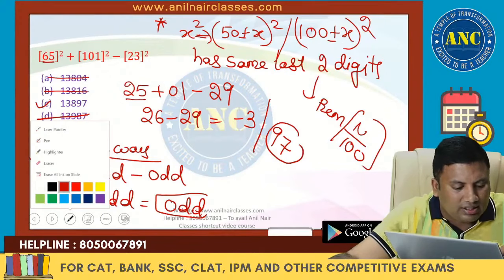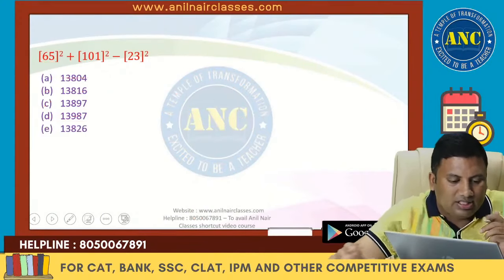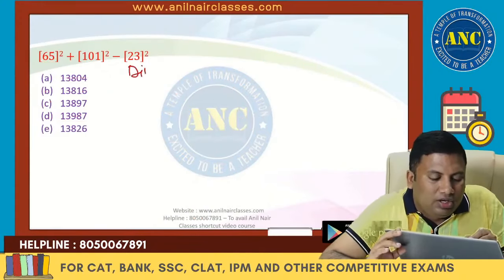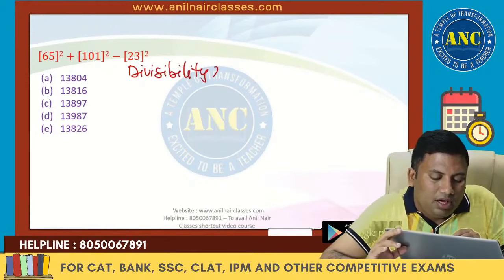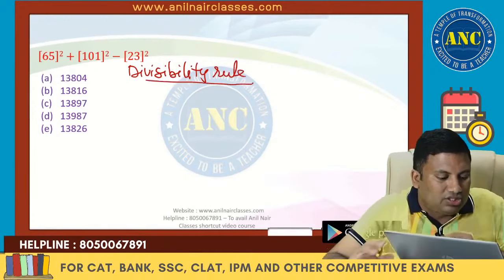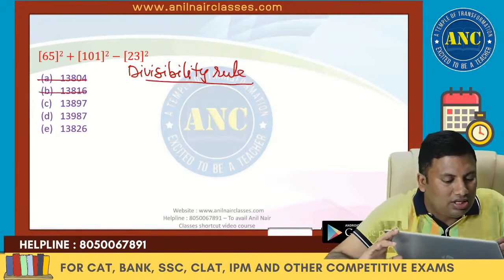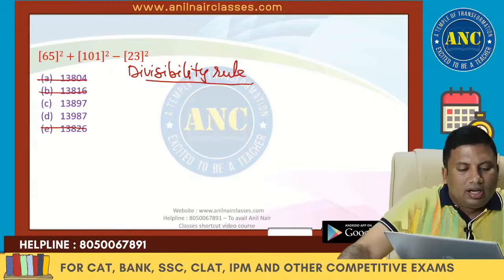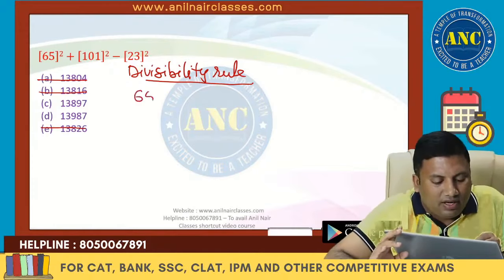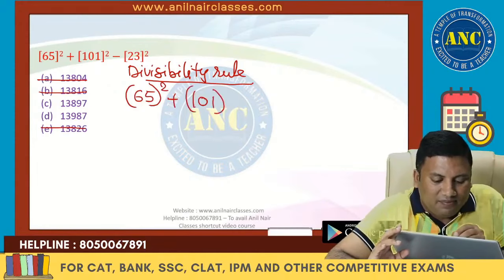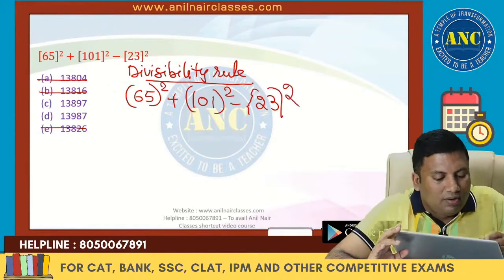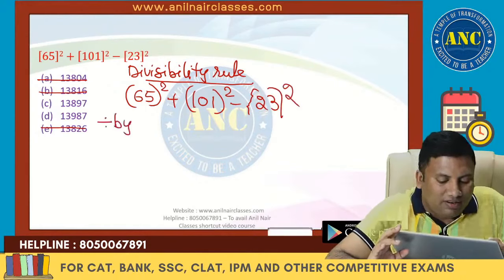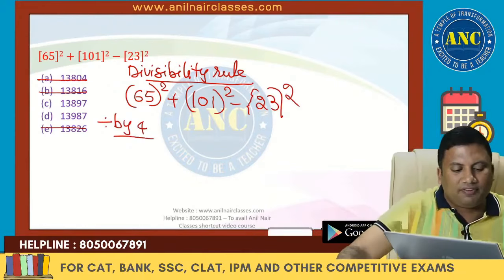Now let us see it. Let me see if I can use a divisibility rule to solve this question. Divisibility rule. Let me check. This is out, and it is out. Now see here: 65 square plus 101 square minus 23 square. Now let us go by using the divisibility rule for 5.